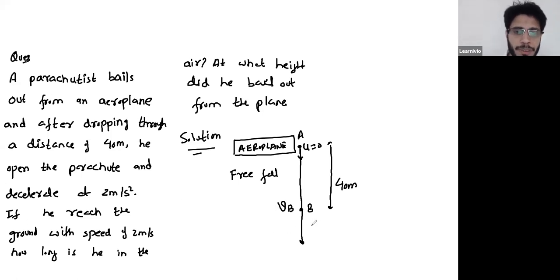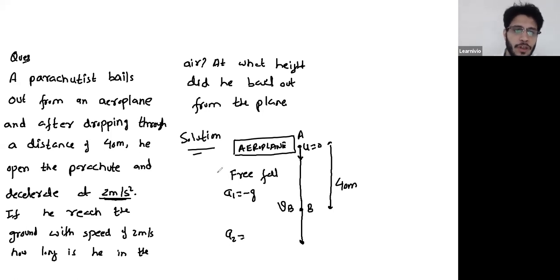So now we open the parachute. Once he opened the parachute, the motion is not free fall, because free fall means only gravitational force is acting on the body. But once you open the parachute, along with gravity, some upwards air friction will act on the body. Up to point B, the motion is free fall, so acceleration is minus g. But once you open the parachute, acceleration changes, and it says deaccelerate at 2 meters per second square. So can you guess the direction of acceleration now?